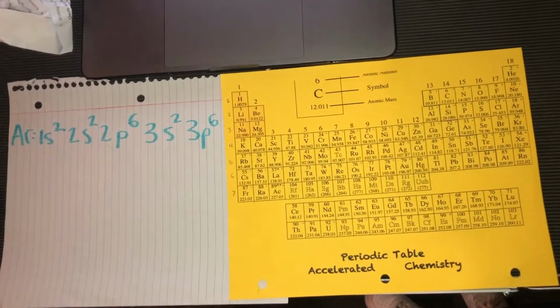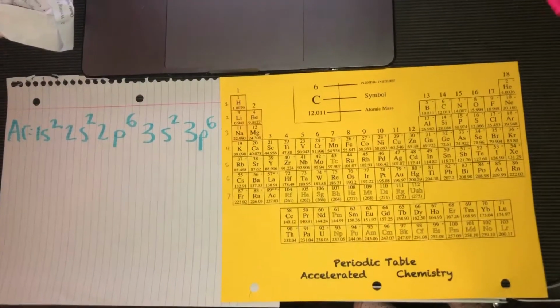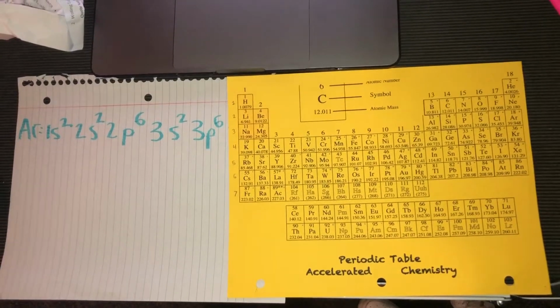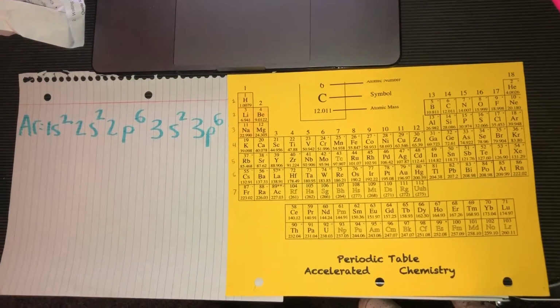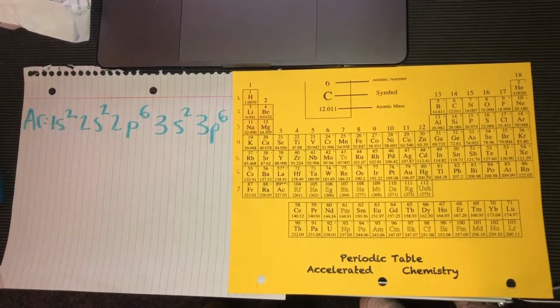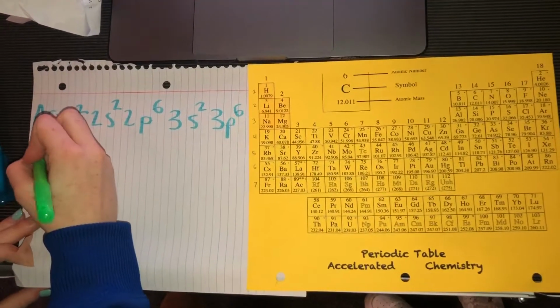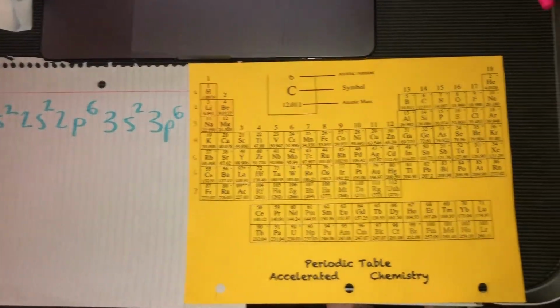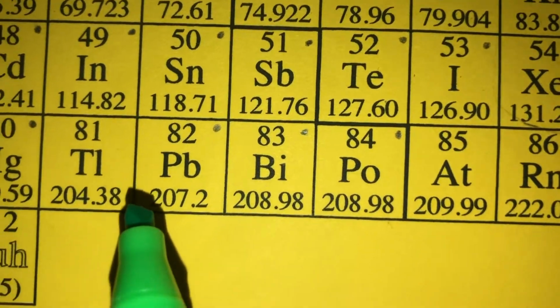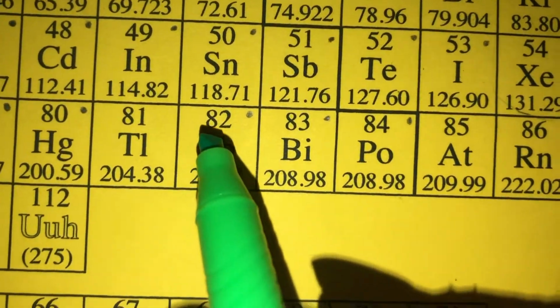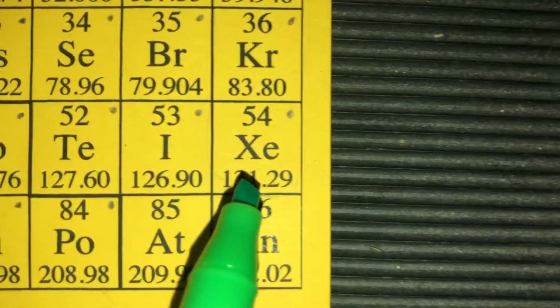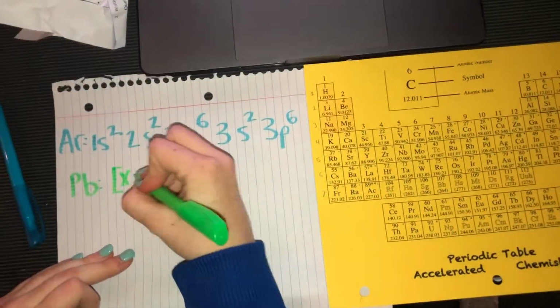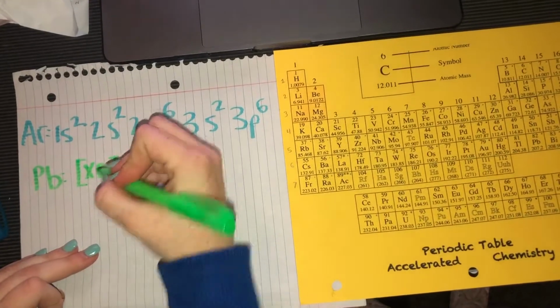For elements that aren't noble gases, you can use the noble gas notation as a shortcut for writing the electronic configuration of elements. So now I'm going to show you how to do the shortcut for writing the electron configuration of lead. Pb. Let's find it. Here we are. Okay, so now we have to find the previous noble gas, which would be xenon over here. So, in brackets, we put the symbol for xenon.